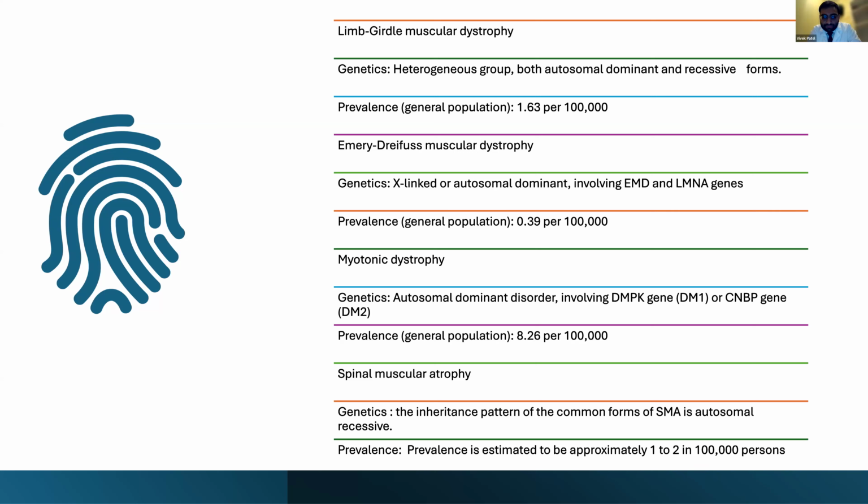Spinal muscular atrophy. The inheritance pattern is autosomal recessive and prevalence is roughly around 1 to 2 in 1 lakh people. So this prevalence is a rough estimate because estimating accurate prevalence is challenging because of the variation in the age of onset and the involvement of the muscle and also the complexity of the genetics.